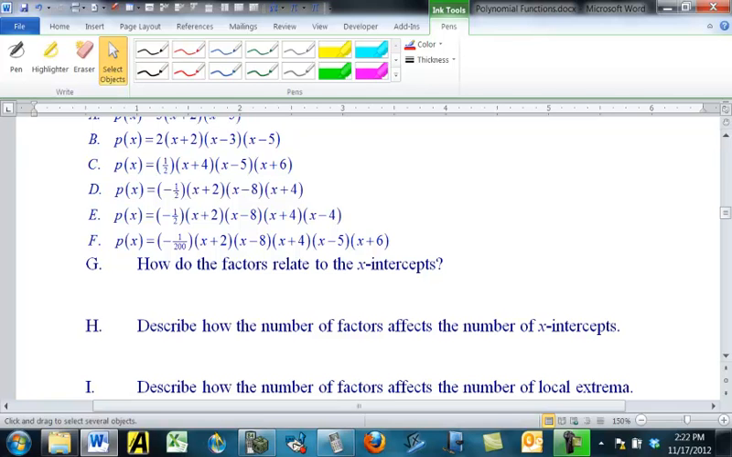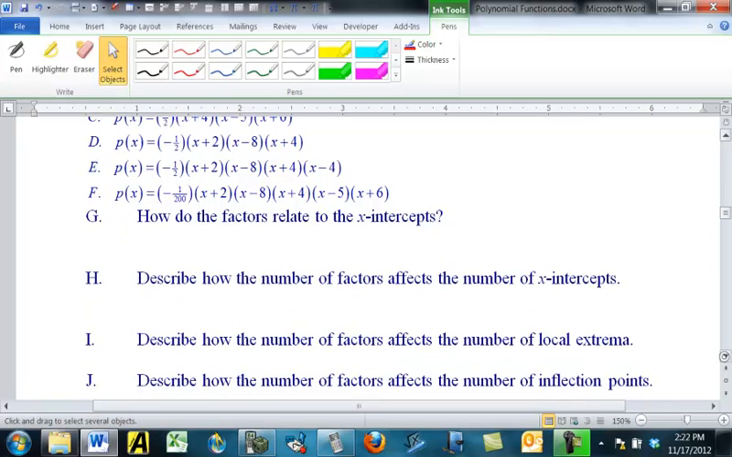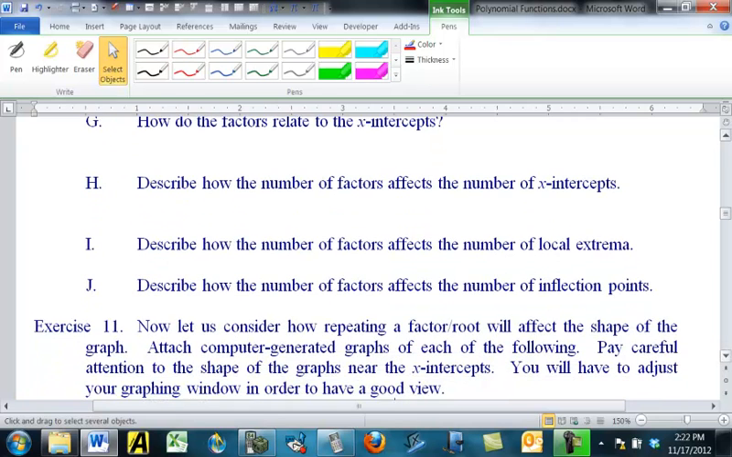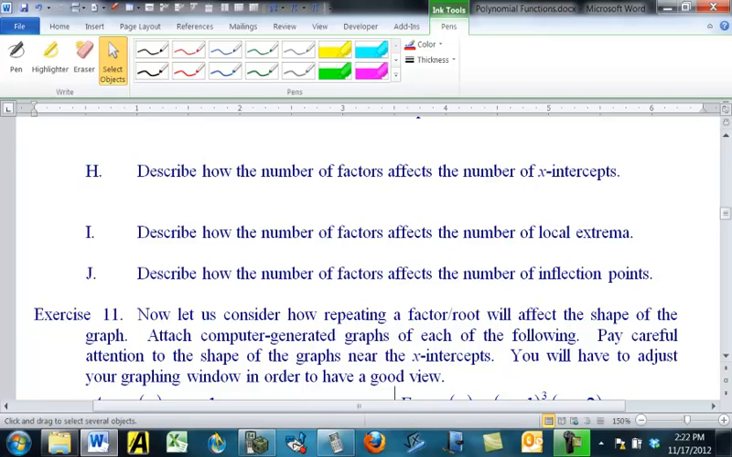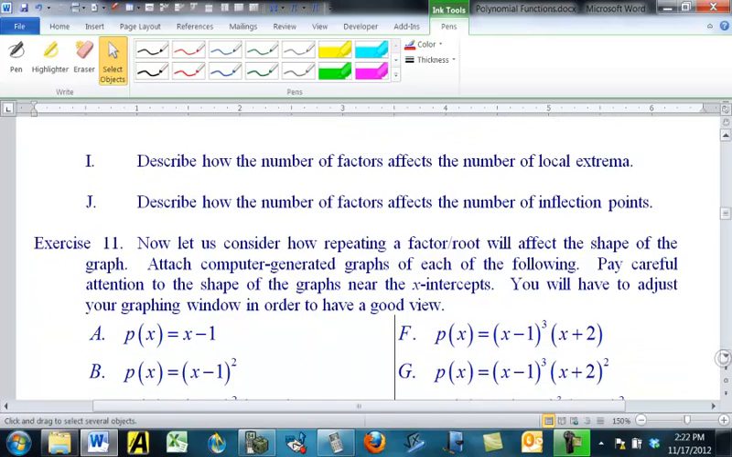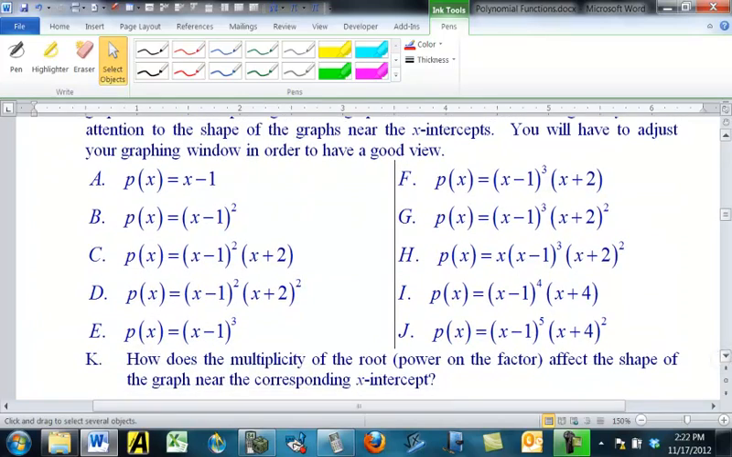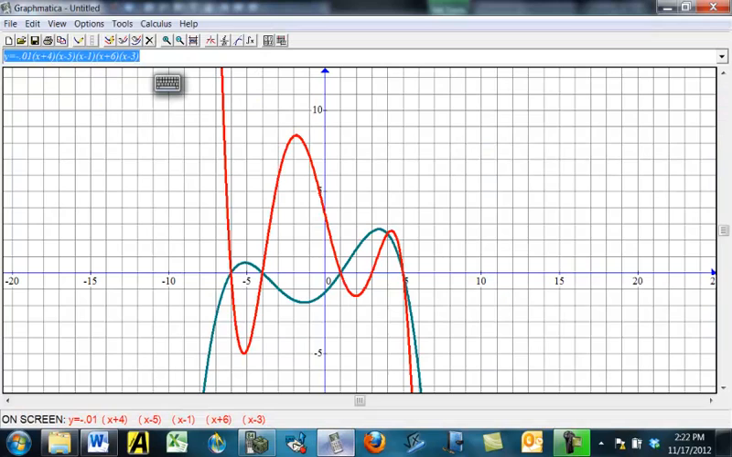Now, the number of extrema: every time you have a couple of roots, you get an extremum in between. So if you've got n factors, you could have n minus 1 extrema. And between the extrema, you have inflection points, so you're going to have n minus 2 inflection points. Now, this is assuming we didn't have any repeats. So let's take a look and see what happens if we do some repeats.